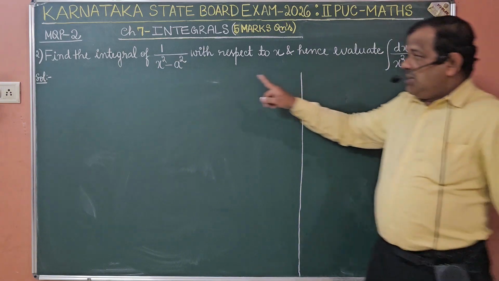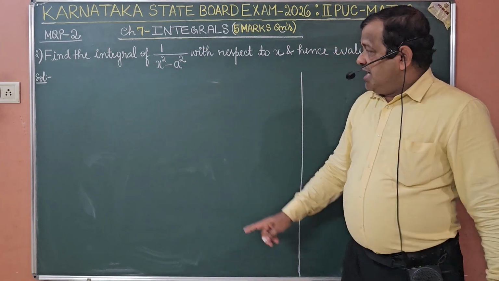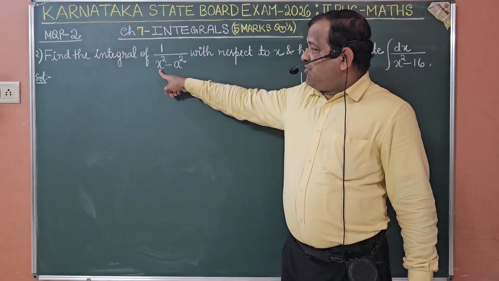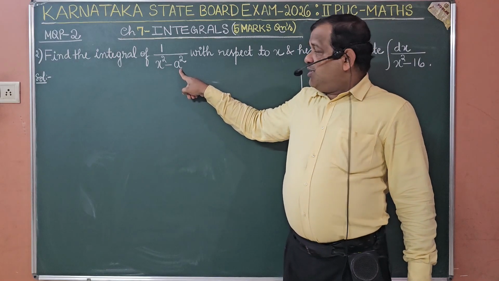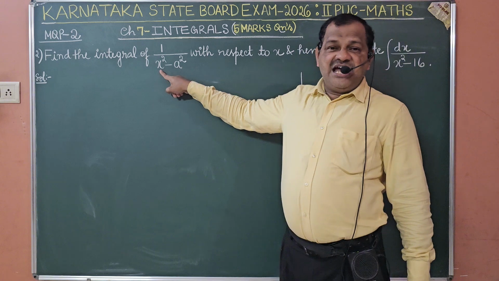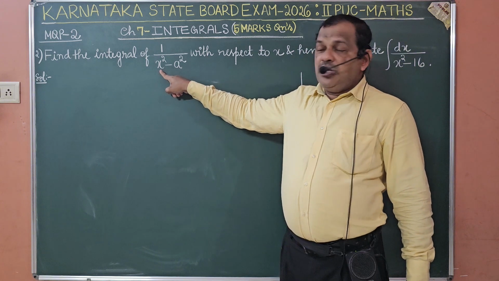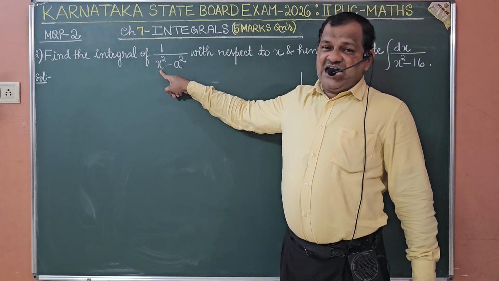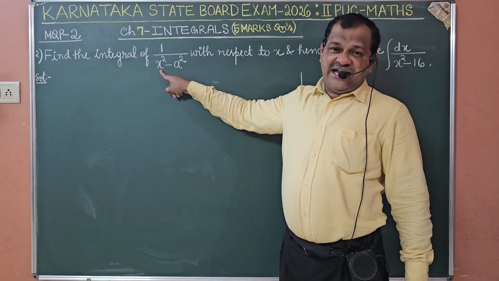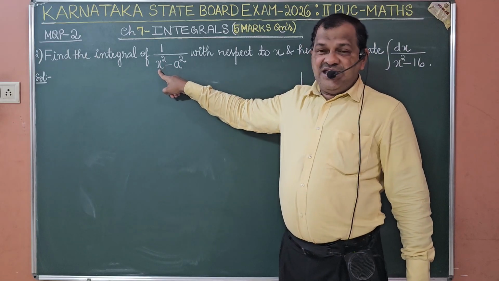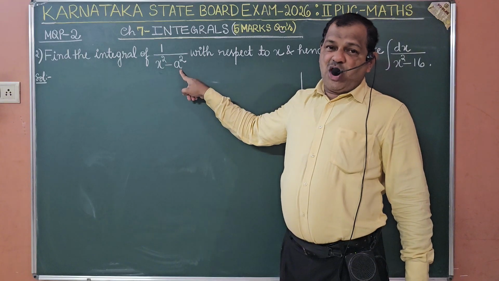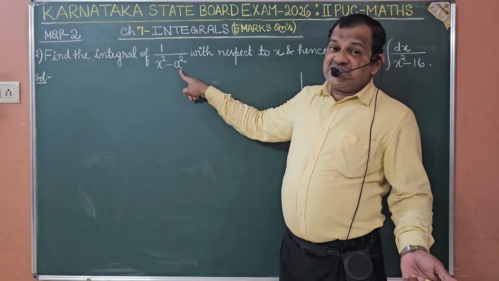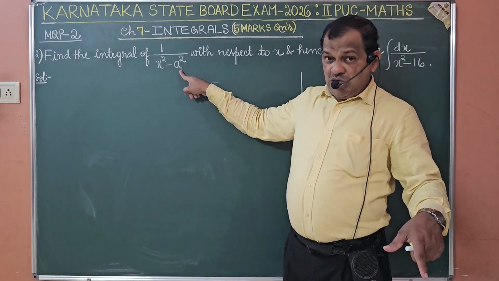It looks like this. And I will tell you, first of all, whenever students see this, some of them think that they have to put x equal to a sine theta. No, it is not correct, because we have x square first and minus a square. It is not a square minus x square with the square root.